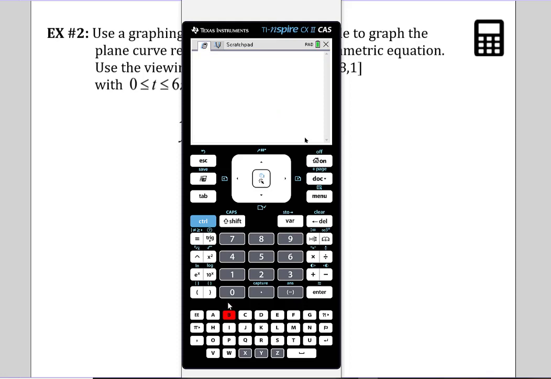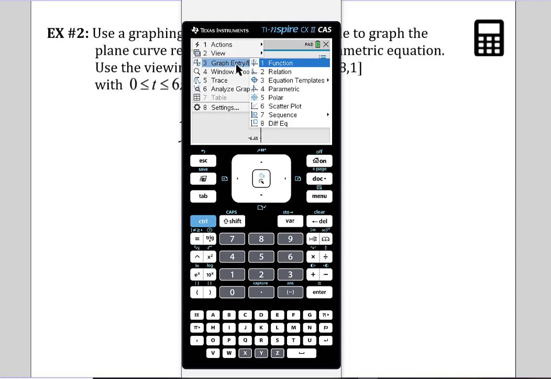And we're going to use a viewing rectangle from 0 to 60 on the X and from 0 to 8 on the Y. And our time will be from 0 to 6 pi with the normal t-step. So that way we can take a look at this cycloid.